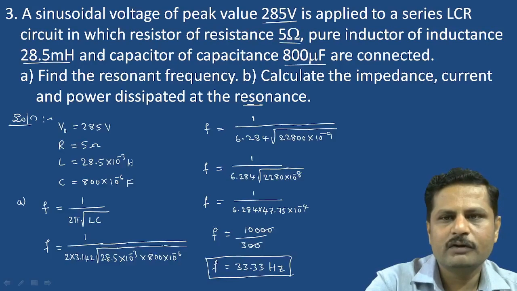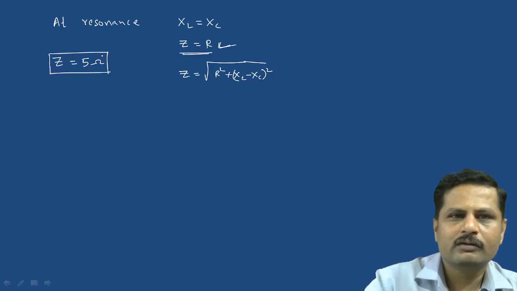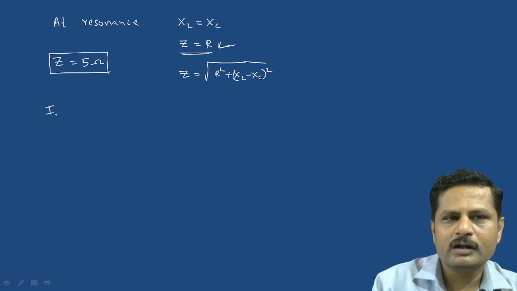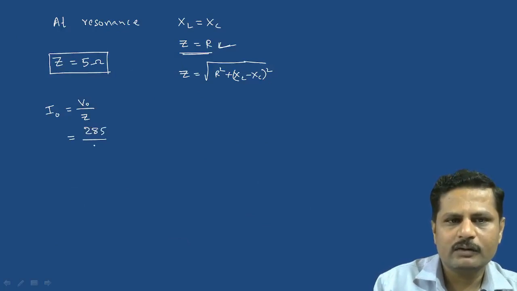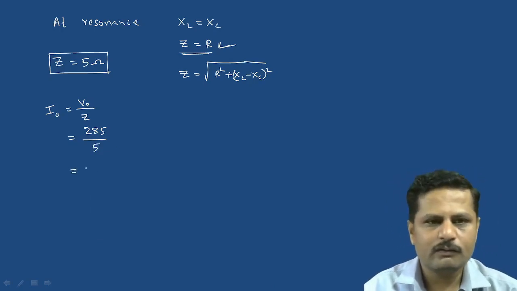Next, we need to find out the current. At resonance the current is maximum. So we could write here I naught, that is maximum current, is equals to V naught divided by Z. Here we have V naught is equals to 285, so 285 divided by 5, which is equals to 57 ampere. That is I naught.